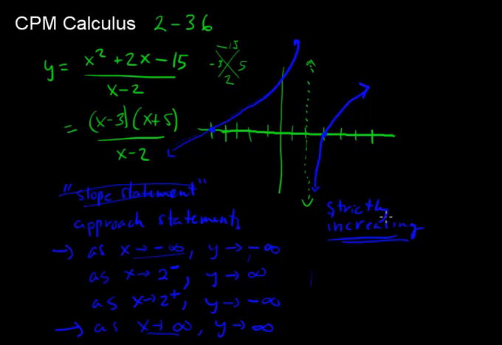What else can we say about it? We'll talk about other things later, like concavity. But this ends Chapter 2, number 36, the approach statements, talking about our function. Here's a little sketch of it: we have an asymptote at x equals 2, and here's our function. So this is Chapter 2, number 36 of CPM Calculus.